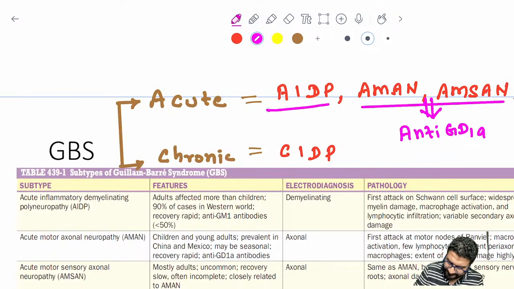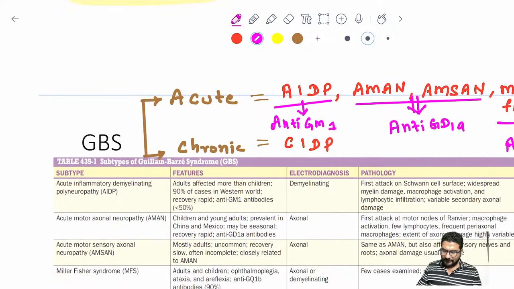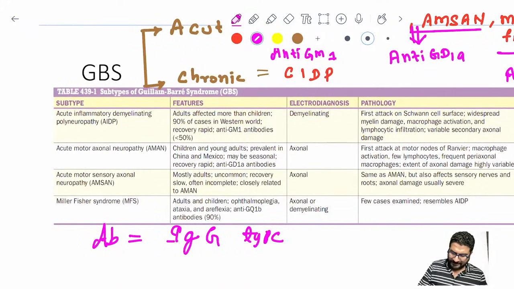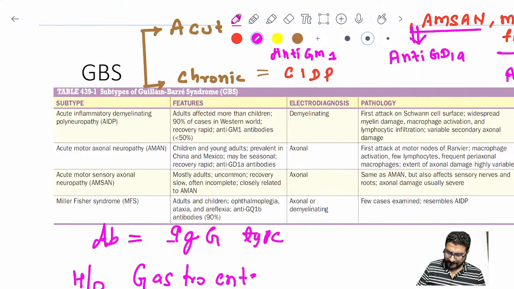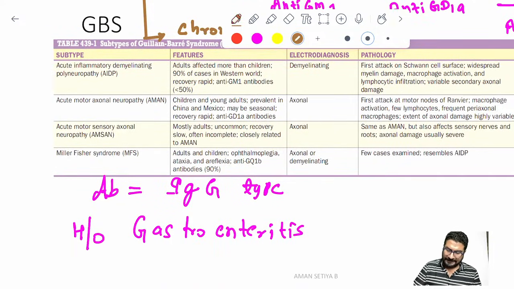And in AIDP you will find GM1. Chronic will not have any specific antibody. Now understand, these antibodies are of IgG type. And very, very important, the patient will have a history of gastroenteritis. They will give you that the patient consumed a burger outside. This gastroenteritis occurs because of Campylobacter jejuni.